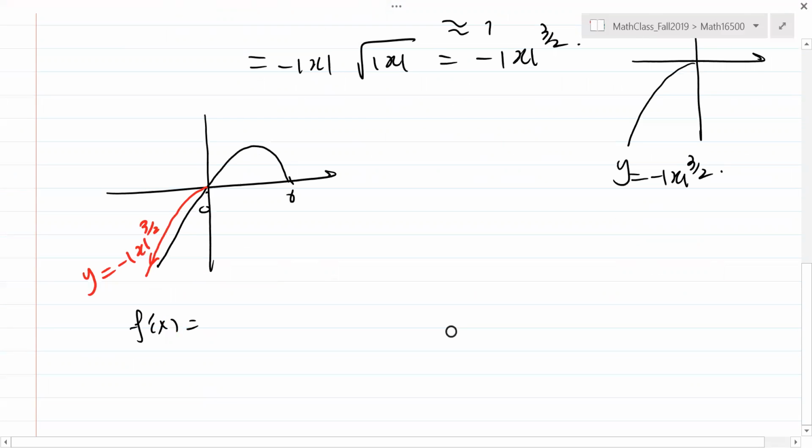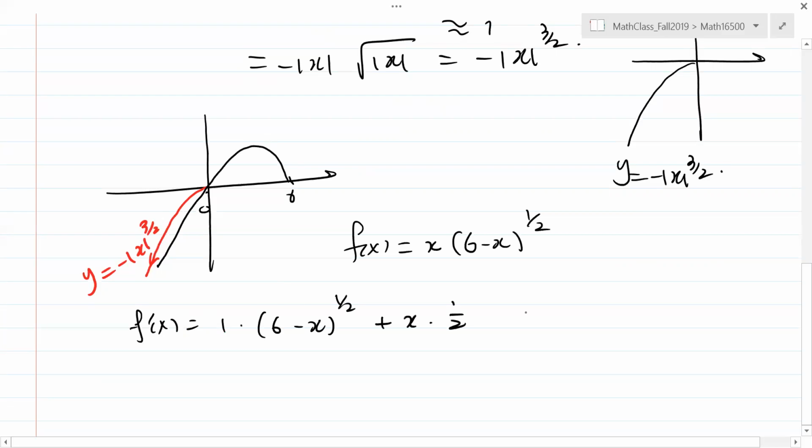Okay, it is going to be the derivative of the function itself, which is x times (6 minus x) to the 1/2. So let's differentiate. One product rule, right? And x times 1/2, (6 minus x) to the negative 1/2, times negative 1. Okay, great.